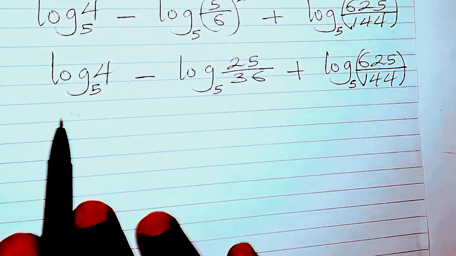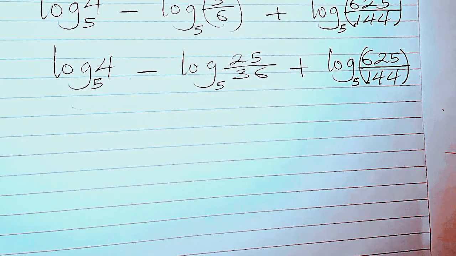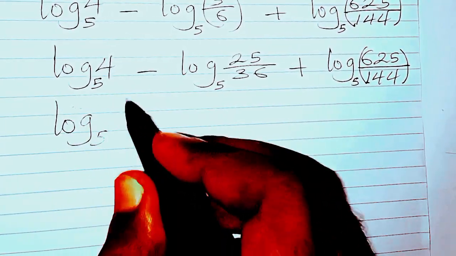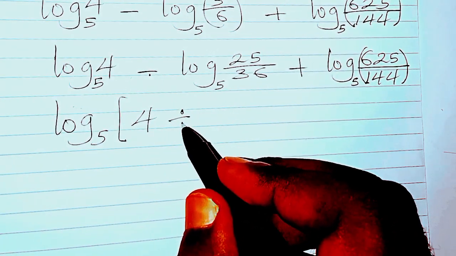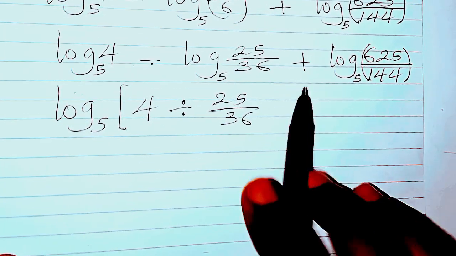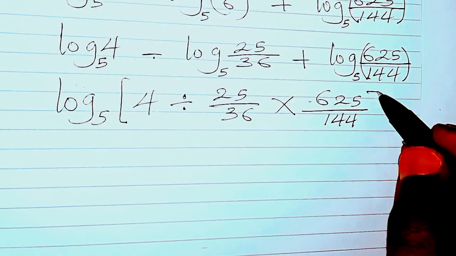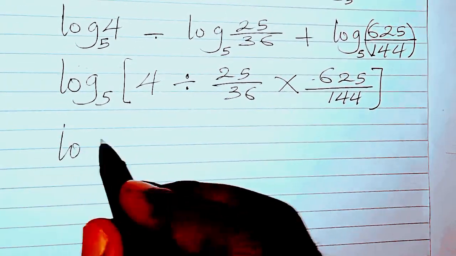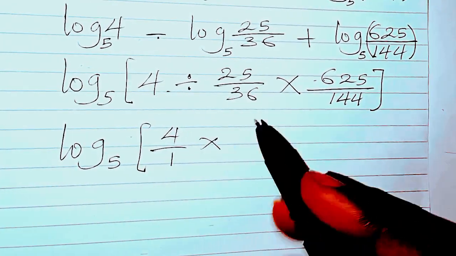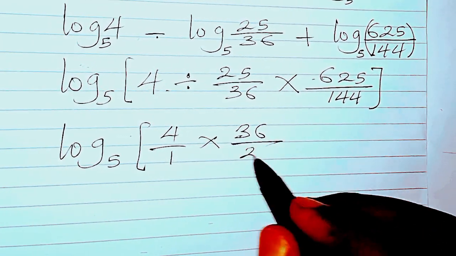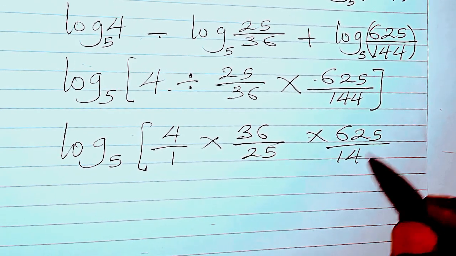And then we can take a common logarithm to base 5 of everything so that we can apply the laws of logarithm. So here is log to base 5, and then here is 4. Because it's minus, it is going to be division, that's divided by 25 over 36, and then because it's addition there, that changes to multiplication, 625 over 144. And then definitely we're going to have log to base 5. This one is the same thing as 4 over 1, and of course this one has to be changed to multiplication, so the fraction after that will be inverted. That's 36 over 25, and then multiplied by 625 over 144.